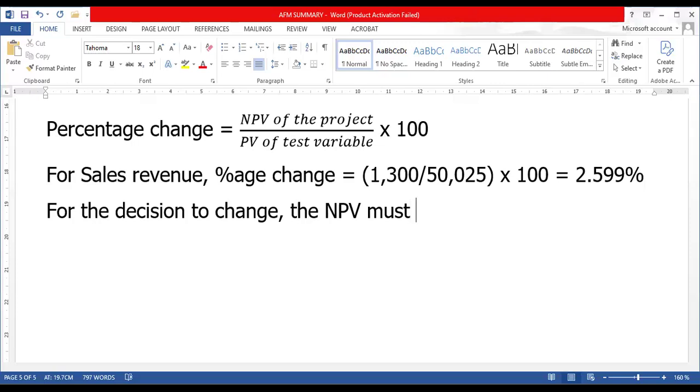So for the decision to change, the NPV must fall by 1,300. That's for the decision to change. Your NPV must fall by that very figure, the NPV itself. Now, are these figures in million, in 1,000, or just like this?